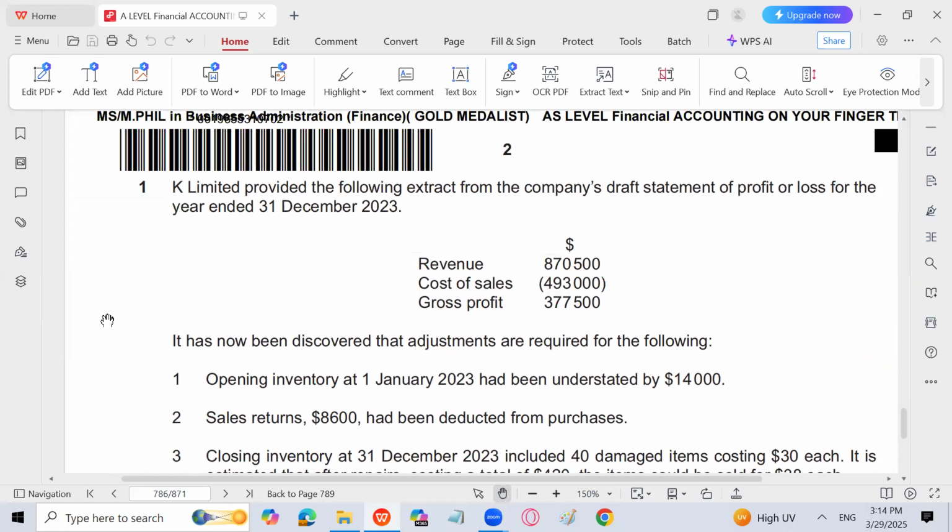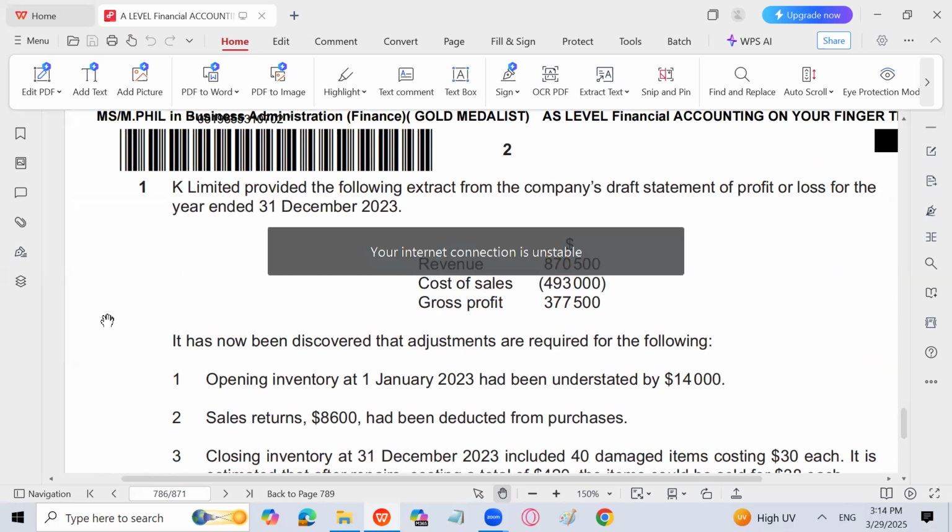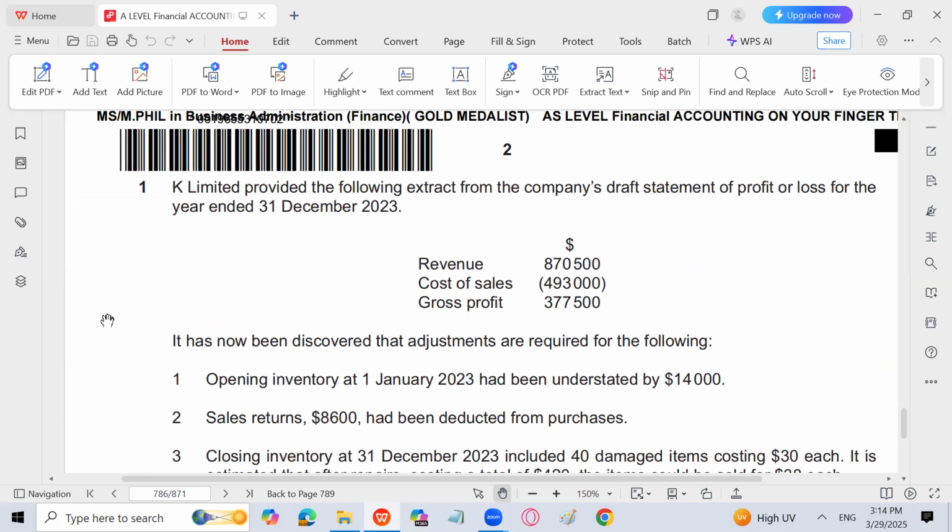K Limited provided the following extract from the company's draft statement of financial position and draft statement of profit or loss for the year ended 31st December 2023. Revenue is given as 8,70,500. Cost of sales is 4,93,000. Gross profit is 3,77,500. It has now been discovered that adjustments are required for the following.